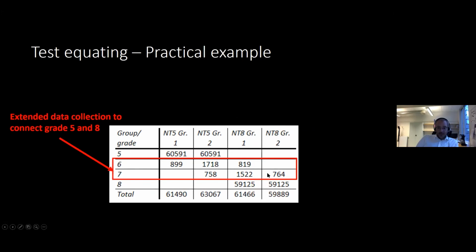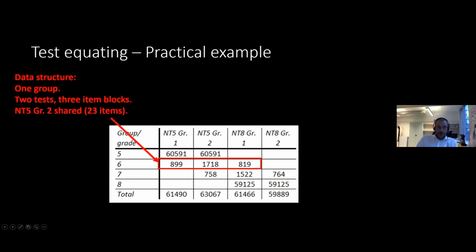This extended data collection was then aimed to connect grade 5 and grade 8 test forms, to put these 2 test forms on the same scale. The data structure of the test, what I will do right now, is we have one group, essentially. We have 6th grade. So it's a normal distribution assumption for one group. It's 2 test forms and 3 item blocks. So national test for grade 5, group 2 consists of 23 items and was shared between the 2 item blocks.